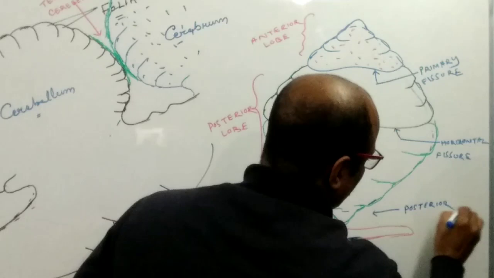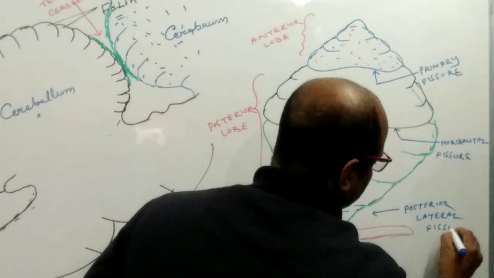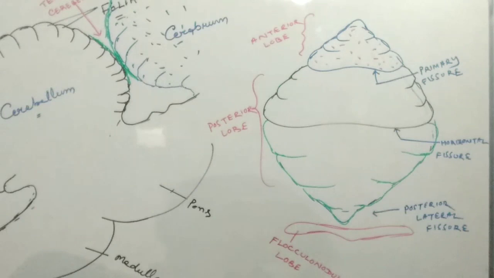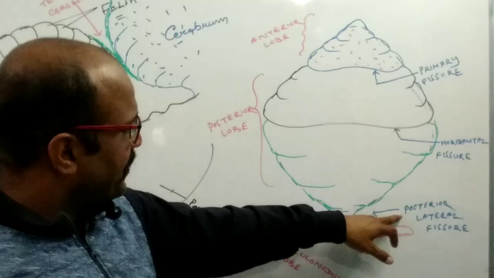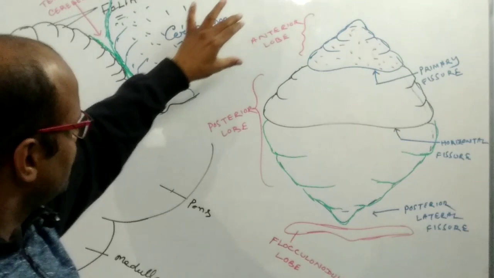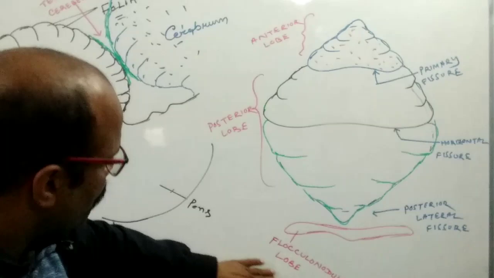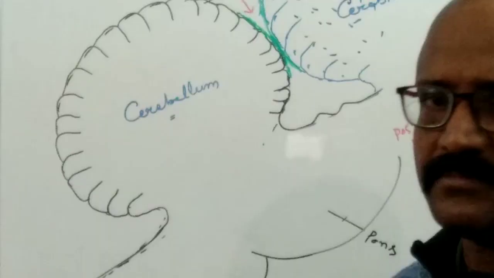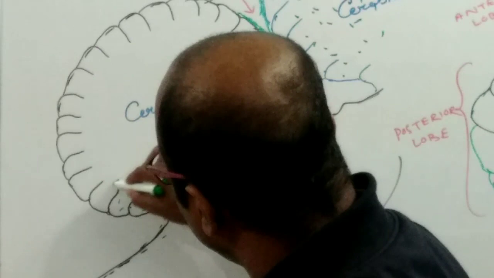This is the posterolateral fissure. Because of the presence of two fissures, one is the primary fissure and another is the posterolateral fissure, the cerebellum is divided into three lobes: one is the anterior lobe, another is the posterior lobe, and the third one is the flocculonodular lobe.